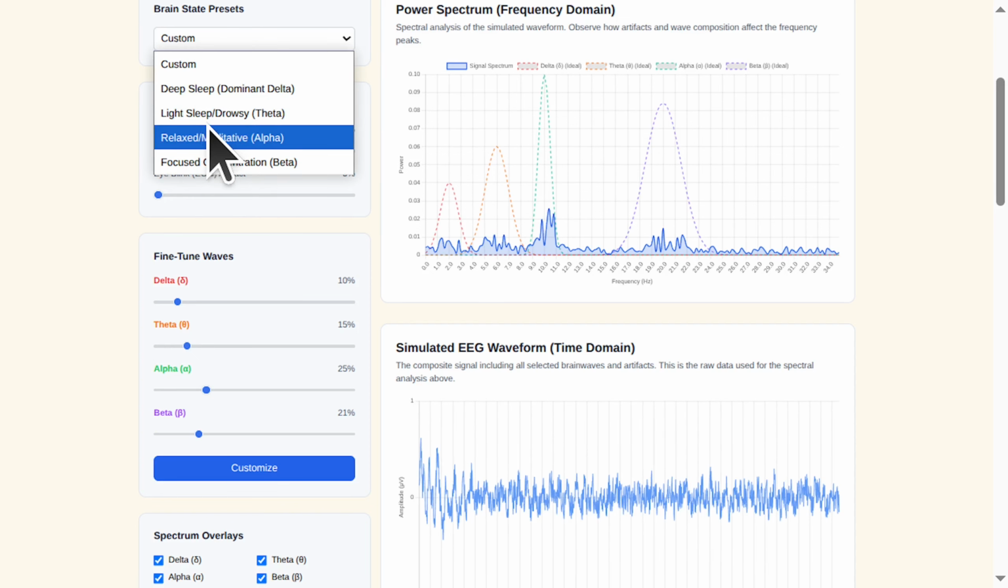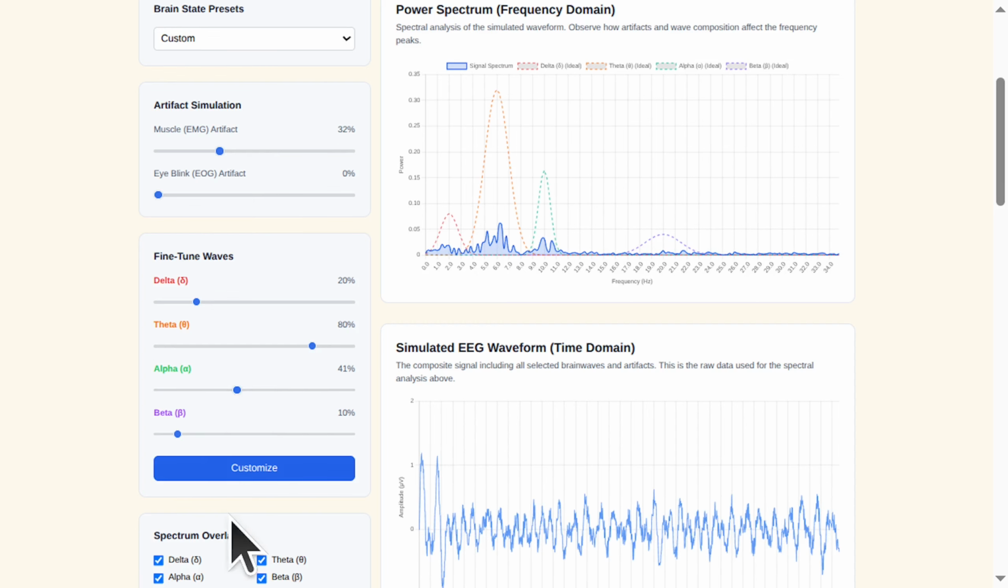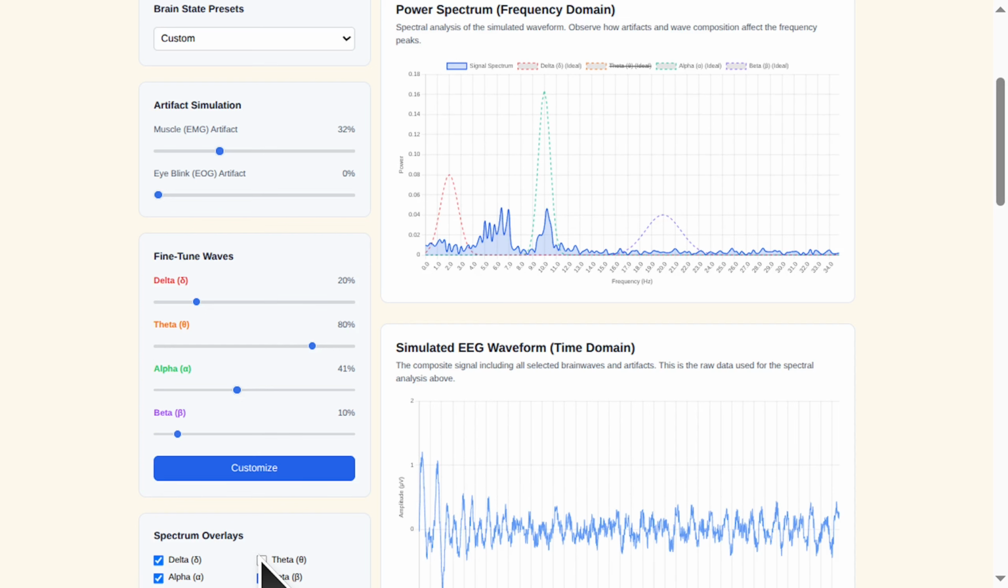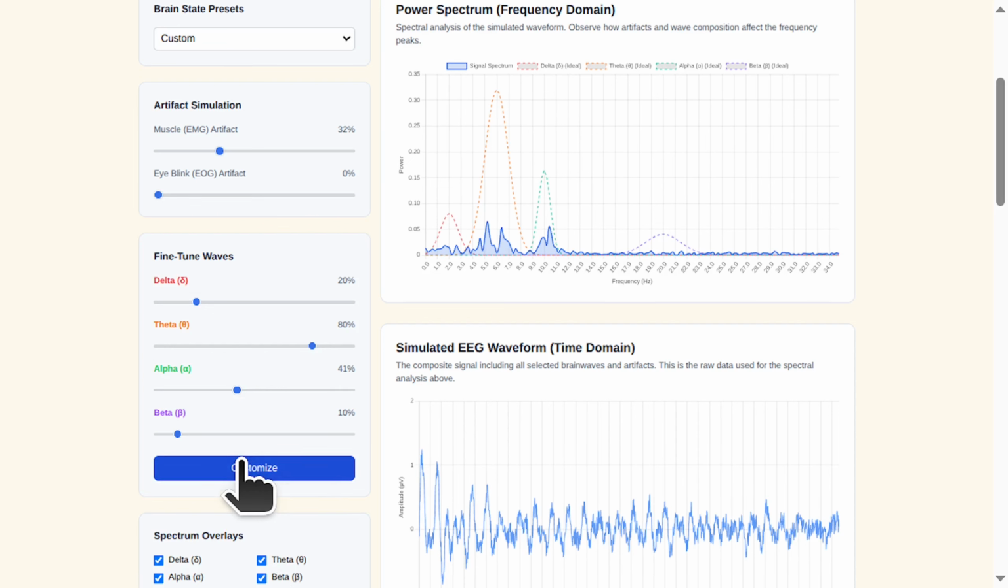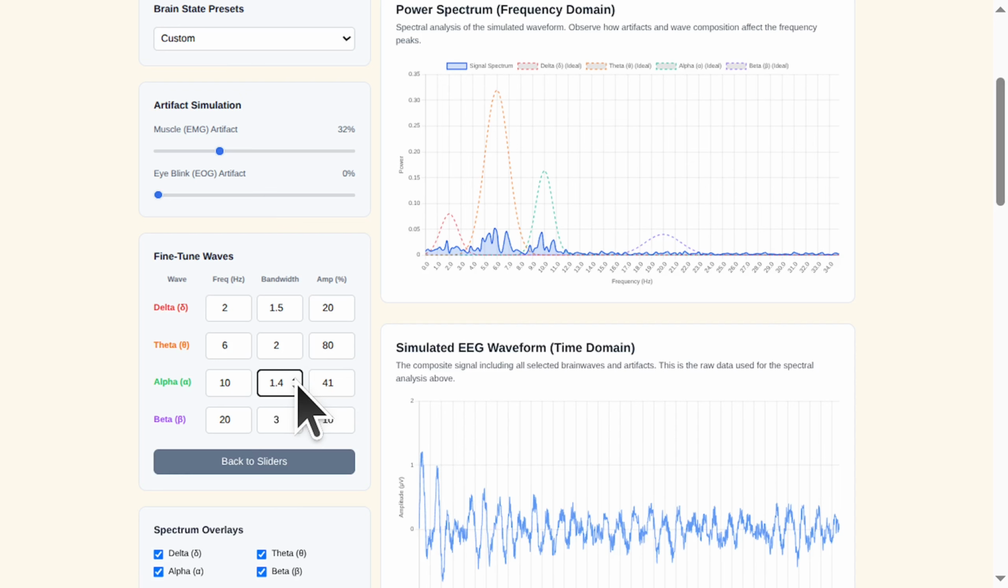Precisely. It gives you a clean, controlled environment to understand complex phenomena before diving into the messy, unpredictable world of real human brains. It helps build intuition. The A Deeper Look section even explains why the actual signal spectrum might look different from the ideal overlays due to constructive and destructive interference, a fundamental signal processing concept.